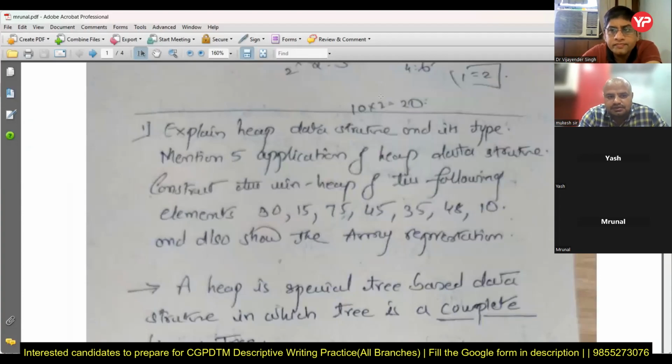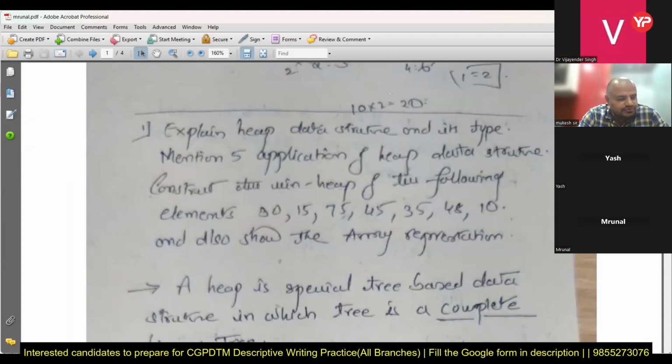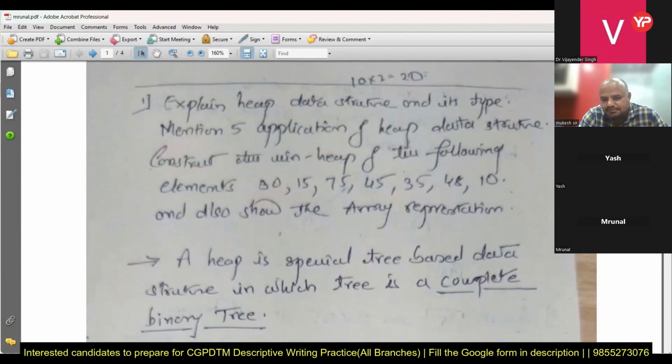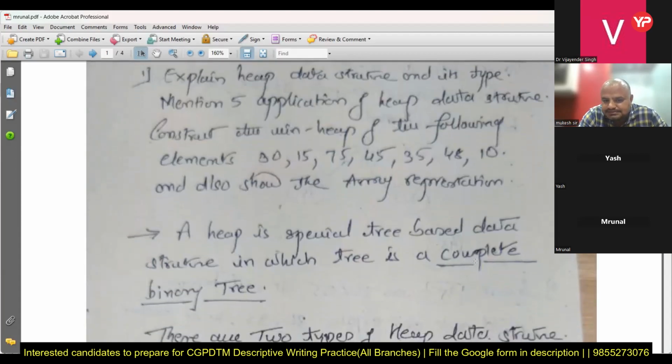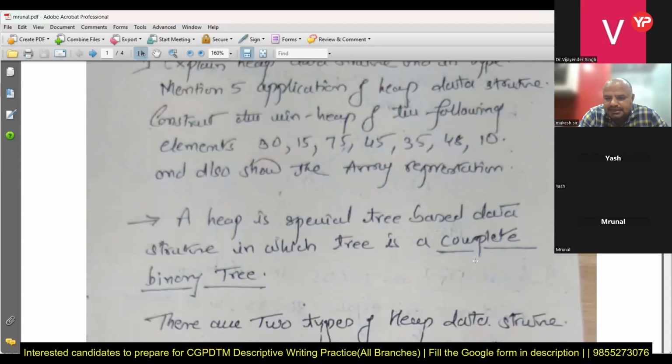Okay. So here is the solution sent by Mrunal. Mrunal, the wrong thing you have done is you are not mentioning the word definition. You just start with the arrow sign, so that is the first main problem. Heap is a special tree-based data structure in which the tree is a complete binary tree.